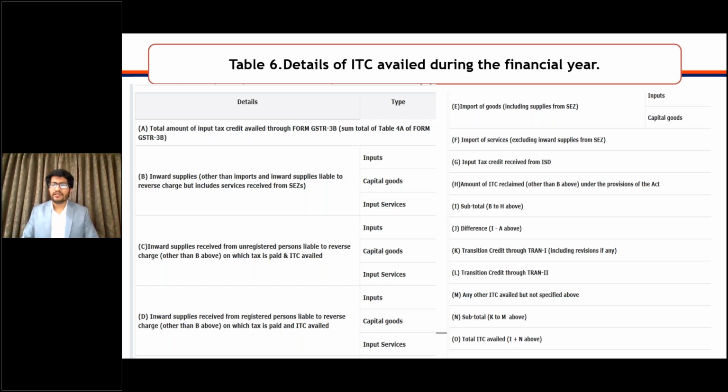Also, we have to bifurcate inputs to capital goods and input services. This bifurcation was not required in 3B, but is to be done while filing annual return. Import of goods, import of services, ITC received from ISD. So there are different lines for each different type of ITC which we can receive. Also, government understands that still there can be some ITC category which we miss, and hence there is a residual line.